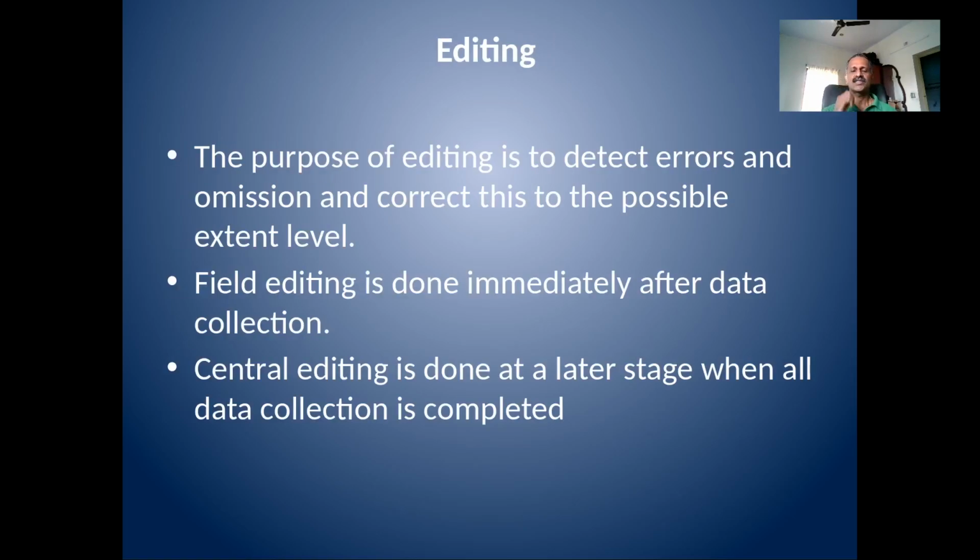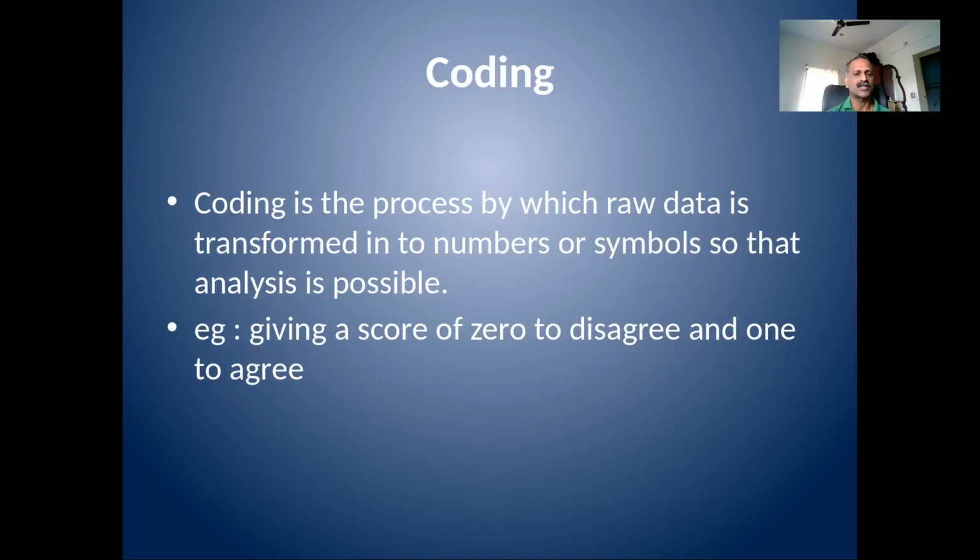Now we'll see a few things about the editing. As I mentioned, the purpose of editing is to detect errors and omissions and make corrections to the possible extent. Field editing is done immediately after data collection. The central editing is done at the later stage when all the data collection is completed.